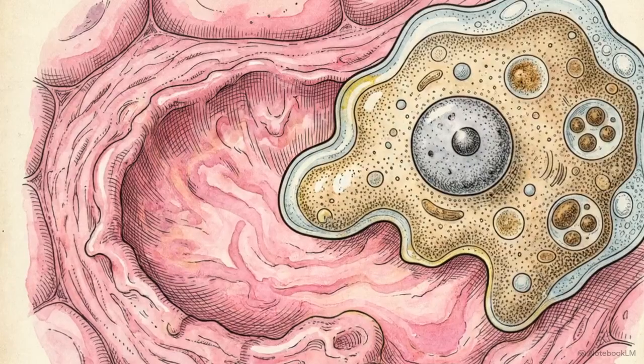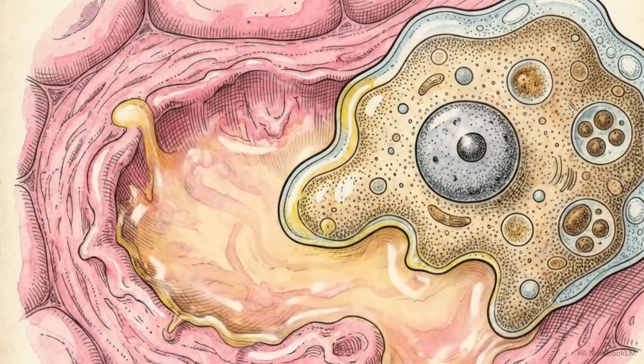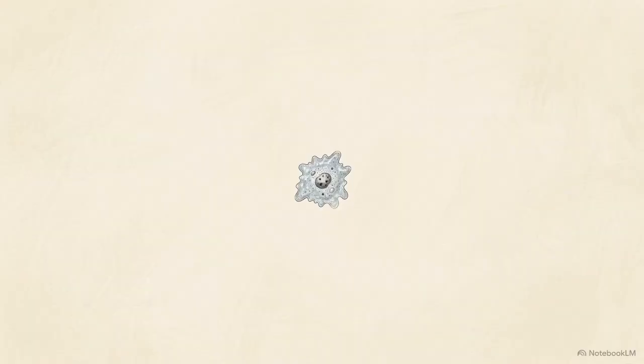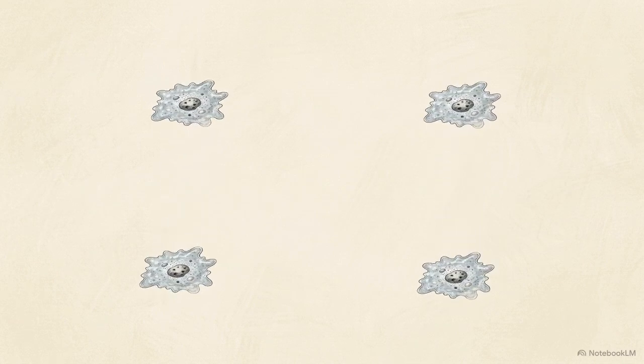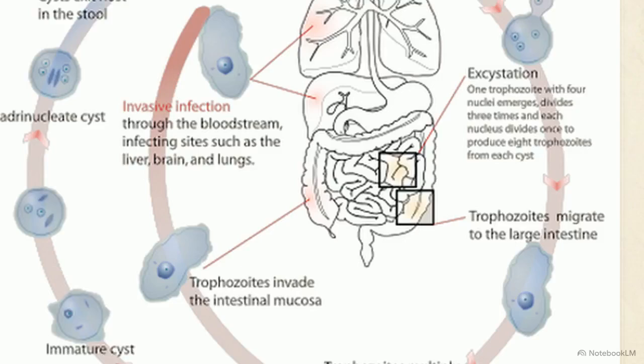The parasite executes this destruction chemically. It secretes an enzyme called histolysin, which dissolves the human intestinal mucosa on contact. While the trophozoite feeds on the dissolved tissue, it multiplies rapidly along the wall of the large intestine using simple binary fission. This diagram illustrates the systemic threat.